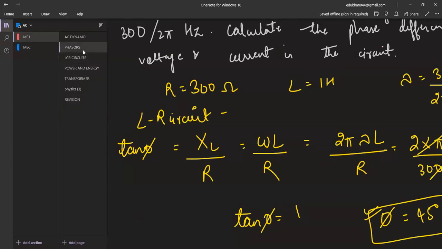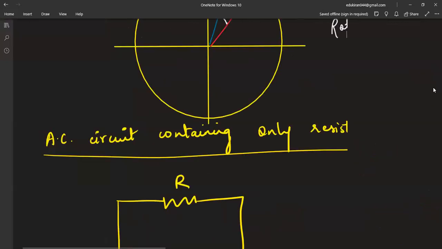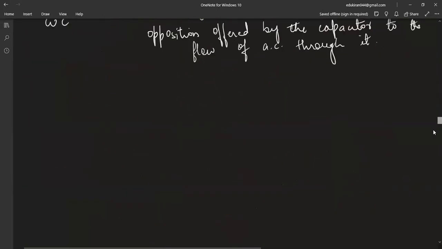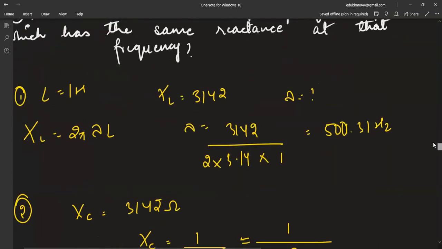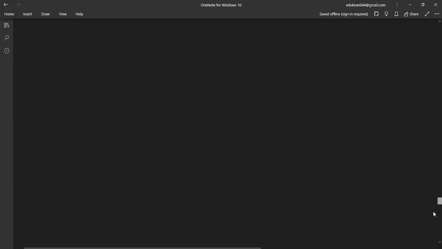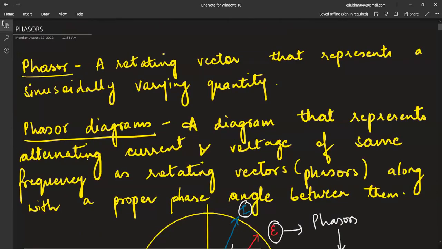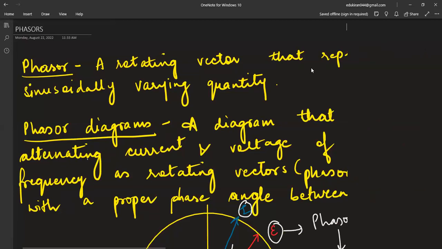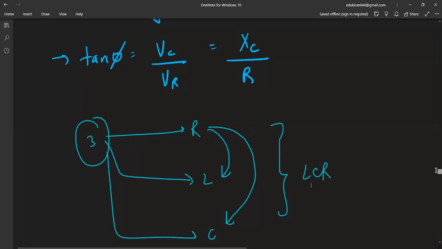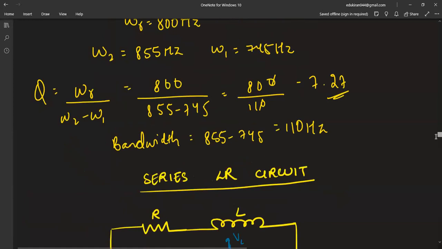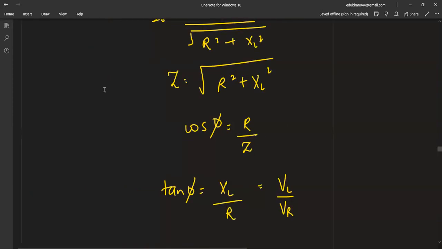See, when we were discussing phasors, before the LC circuit, I think I discussed this: AC circuit having only resistor, only capacitor. After LCR circuits, then we discuss LR circuit and RC circuits. See, tan phi is equal to XL by R. This formula I have used, sorry, Austin.